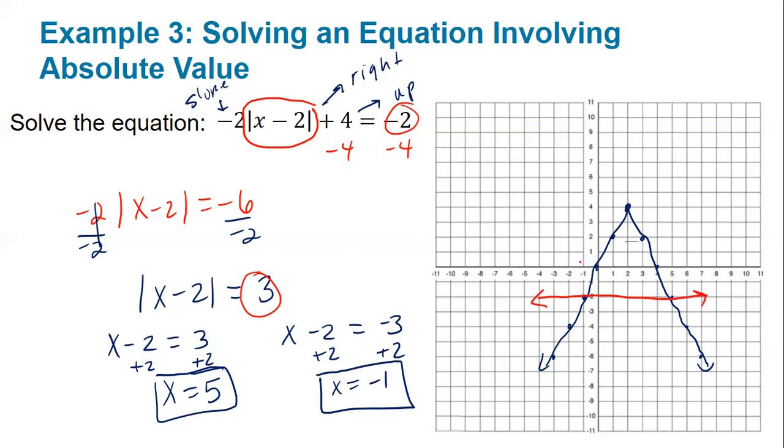And were we correct on our answers? Oh my gosh, we're so smart. We intersect at -1 and 5, which is what we got algebraically. Okay? Questions about solving equations with absolute value? Doable? Remembering it a little bit? Yes. Okay.